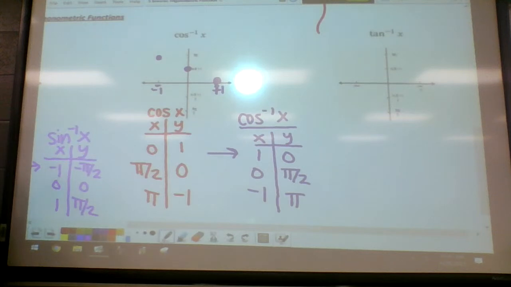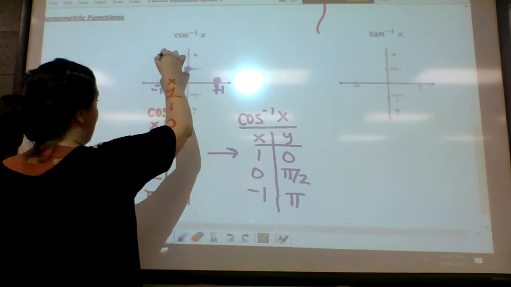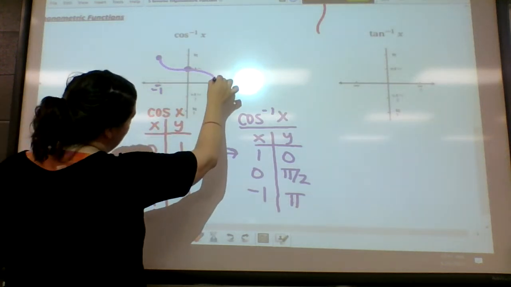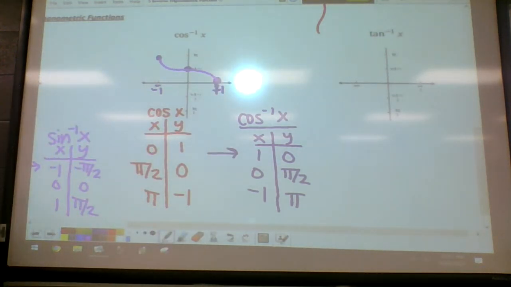And it does not keep going. This is it. This is the entire graph. All you have are your curves happening. So it's going to curve down to this one and then curve down to that one. That is it. The entire graph of cosine inverse. Looks beautiful, doesn't it? Entire graph.